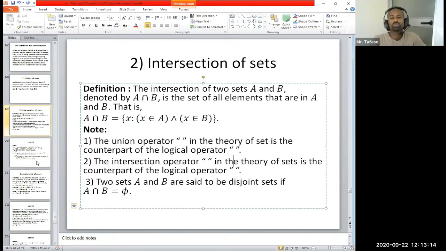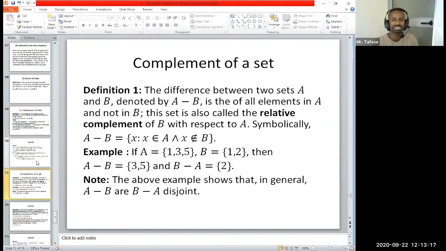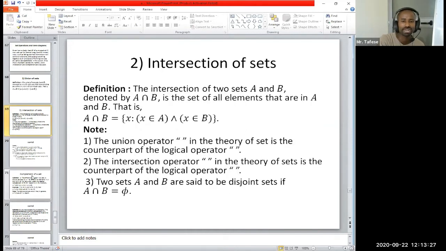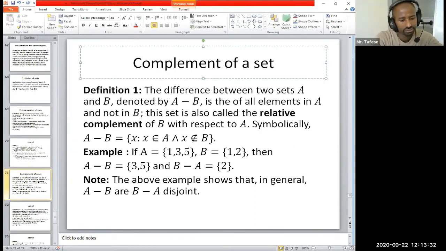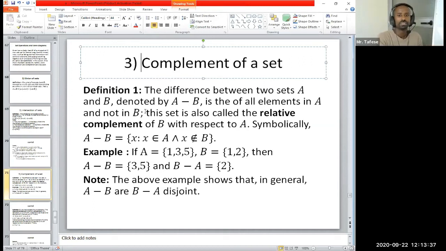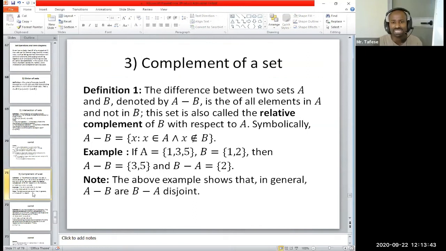When we go to the next one, which is the complement of a set, this is the other operation. The previous one was operation number two, now number three. There are two kinds of complement, relative complement and absolute complement. Now let us see the relative complement first.